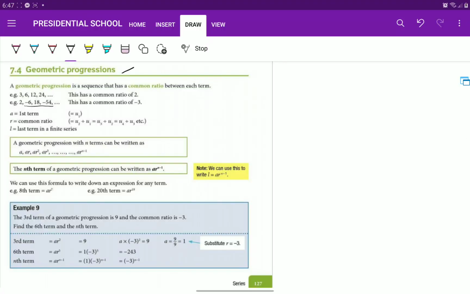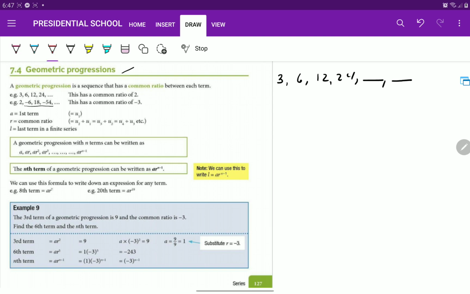Everyone, let's talk in this video about geometric progressions. What is a geometric progression? Let's try to look at the example in this book: 3, 6, 12, 24, and so forth and so on.